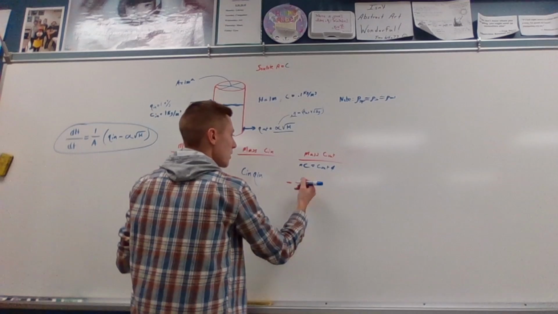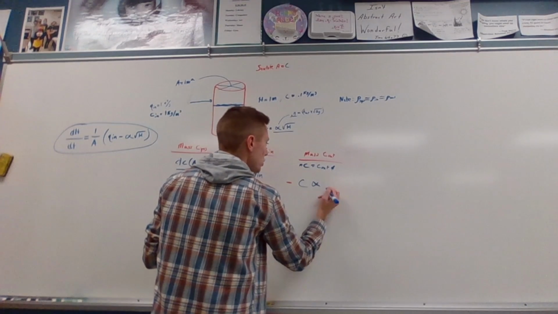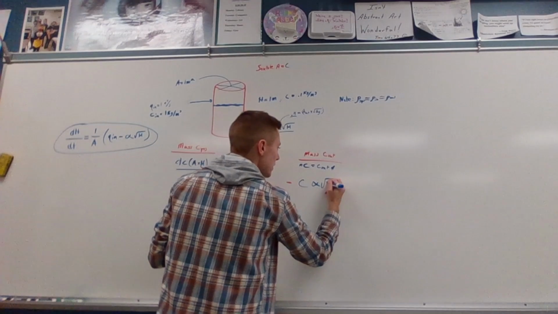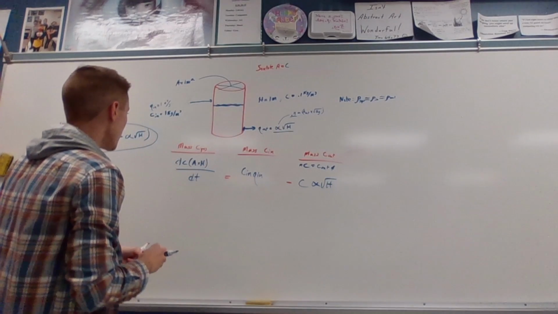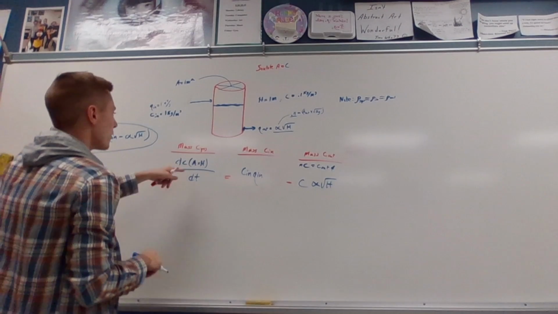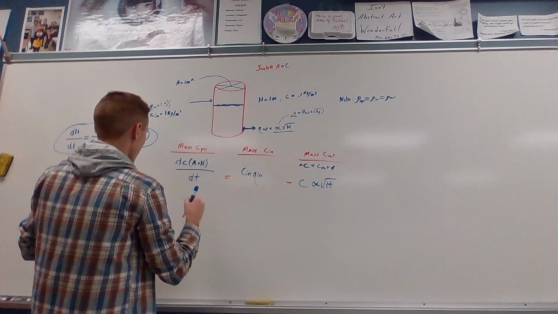All right. So we can say the concentration times the flow rate going out, which we know to be alpha times the square root of h, or height. Like we saw before, the cross-sectional area is a constant, so we can bring that out. Let's go ahead and do that.